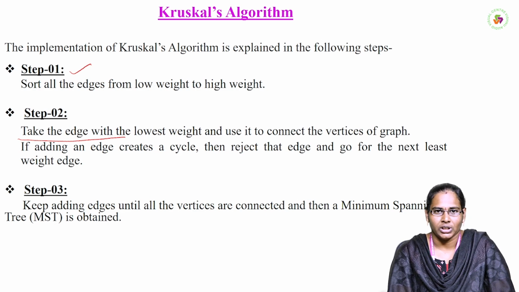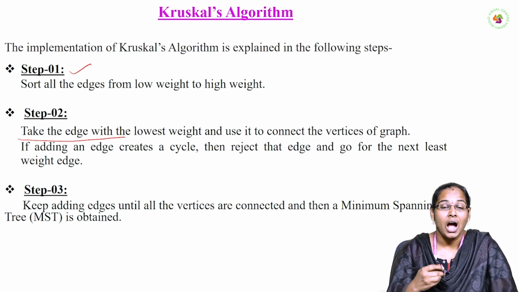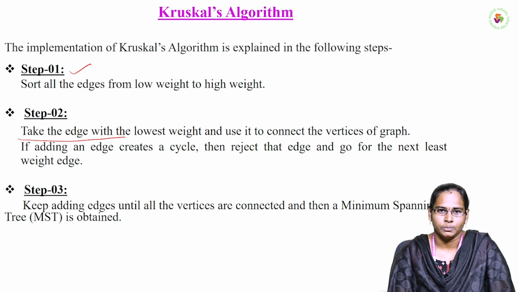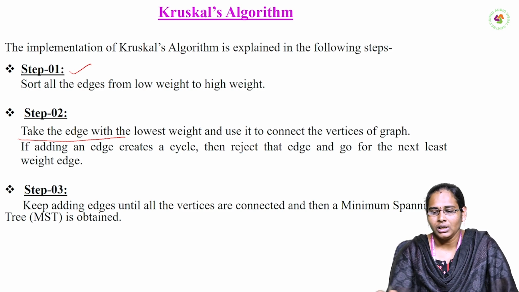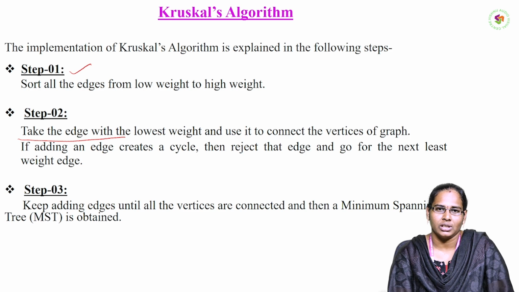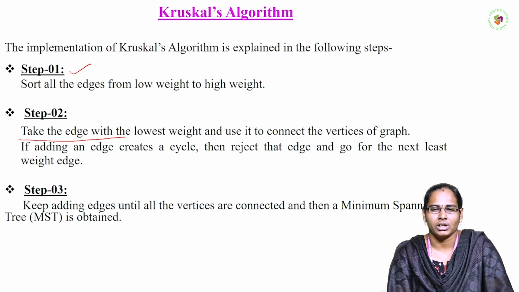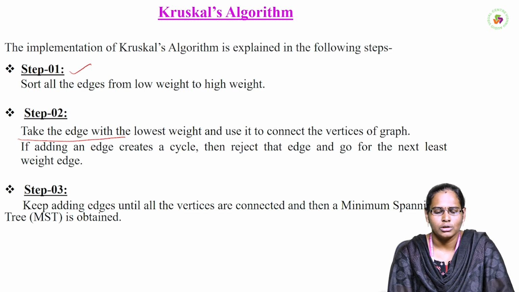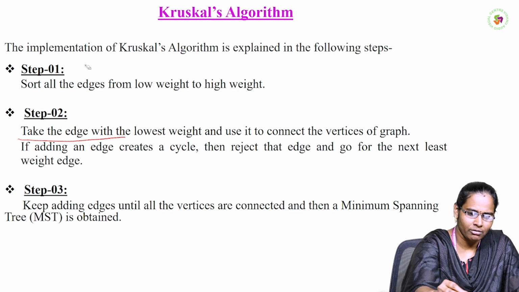And coming to step 3: the same step 2 will be repeated until we reach all the vertices. We have to follow the same step 2. Finally, we get the MST, the minimum spanning tree. So these are the 3 steps we follow in Kruskal's algorithm to generate a spanning tree. These 3 steps will be explained with one example here.